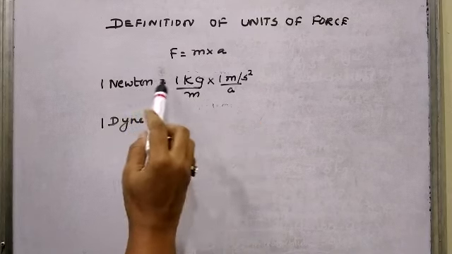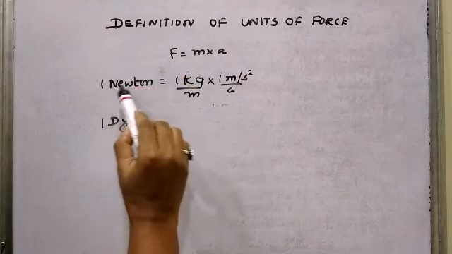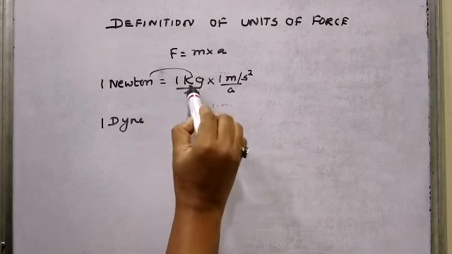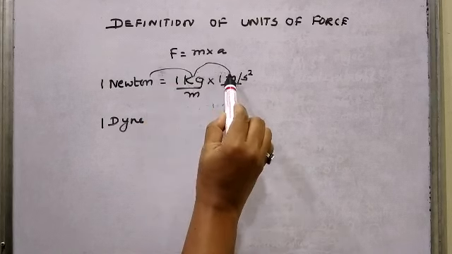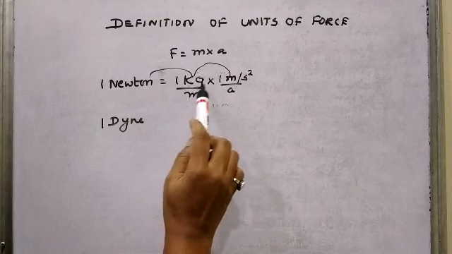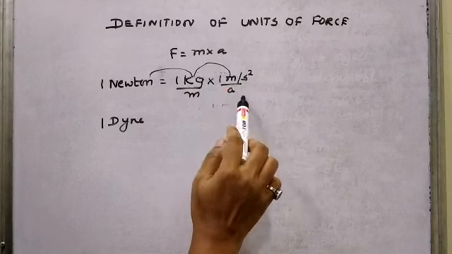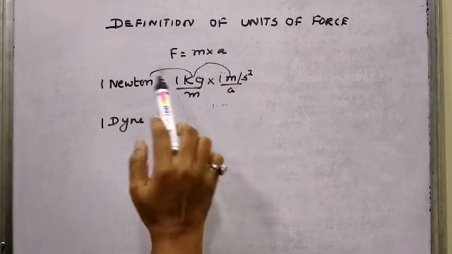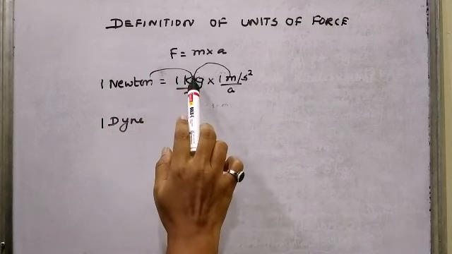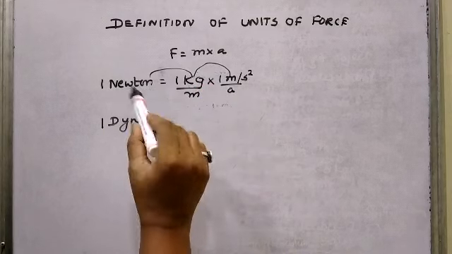So now how to define it? 1 into 1 will be 1, and kg meter per second square is nothing but Newton. So let's define 1 Newton of force. A force which causes a mass of 1 kg to move with an acceleration of 1 meter per second square is called 1 Newton force. So if the force has to be 1 Newton, the mass of the object should be 1 kg, and it should move with an acceleration of 1 meter per second square.